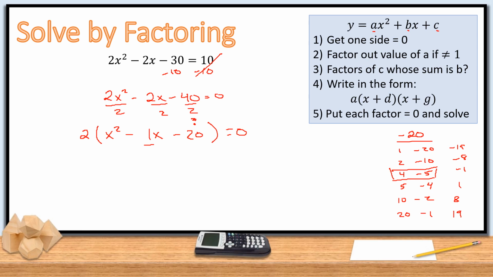Then the 2 is still there, but inside the parentheses, we open up two linear factors. So we're going to have two linear binomials that are multiplied. The first one is going to get that first factor, positive 4. The second one is going to get that negative 5, and this is still equal to 0. If I were to distribute all this, I would get back to my original equation.